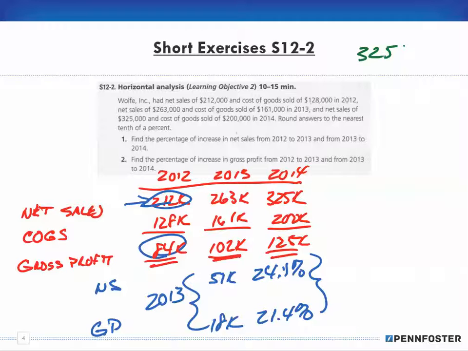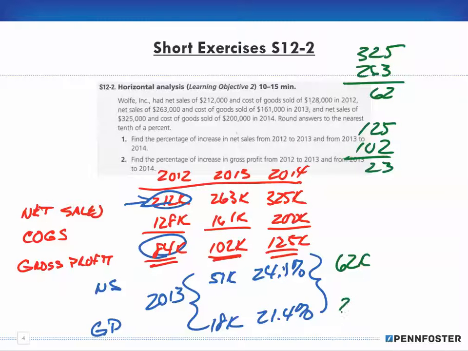325 less 263 gives me, let's see, 62. For net sales, it's 62,000. And for the gross profit of 125 minus 102, which is 23. So that's 23,000 for my gross profit.